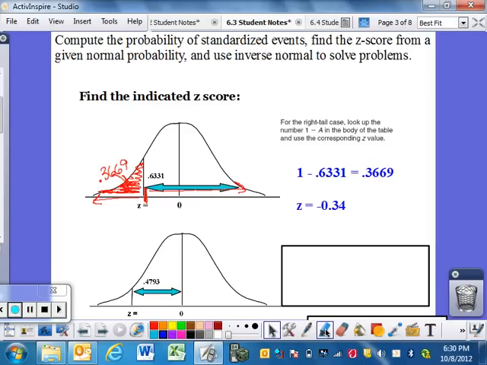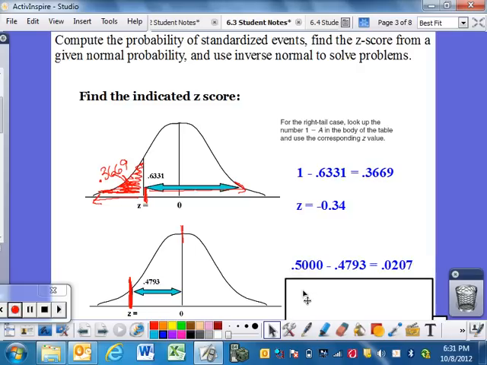Now the next one. I want to find the z-score, that's the left side here, this is the line I'm looking for, such that the probability to the right of it, only to the mean, is 47.93%. So there's a couple ways you need to look at this. It's kind of an interval idea: 47.93% from the z-score to 0. I know that my mean is exactly halfway in the middle, so 50% is from that mean to the left.